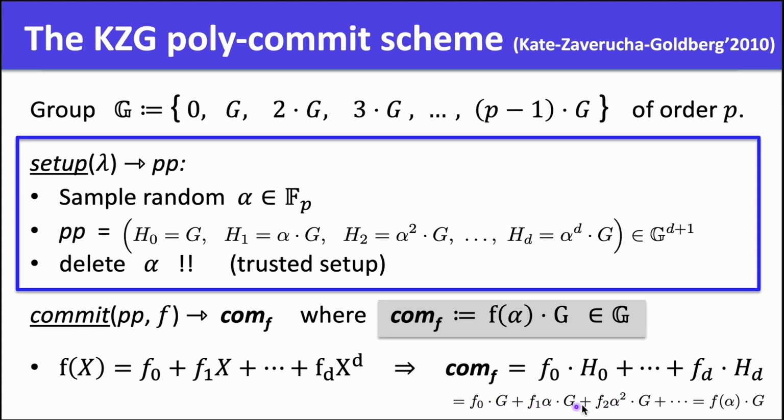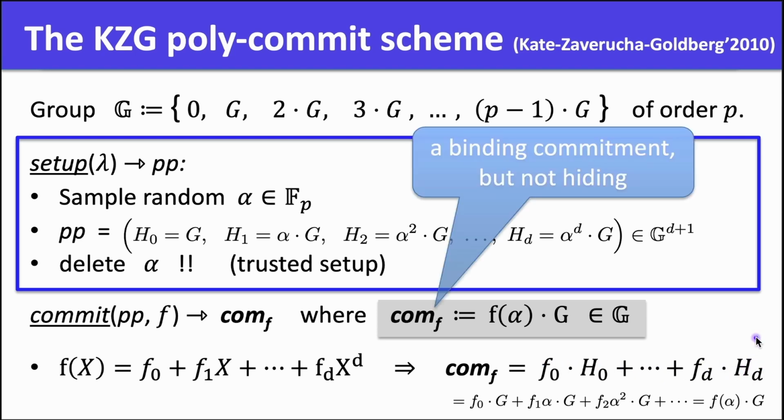You notice that we get this summation down here, and if we take g out of the parentheses, we get f of alpha times g, which is in fact the commitment to the polynomial f. So you notice that computing the commitment using the public parameters can be done without knowledge of alpha, and that gives us the commitment f of alpha times g. So we see that basically using a linear number of group operations, the prover can commit to a polynomial f.